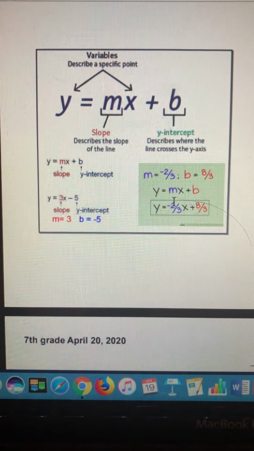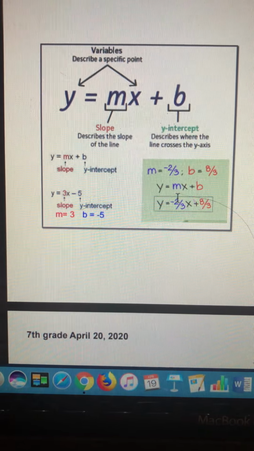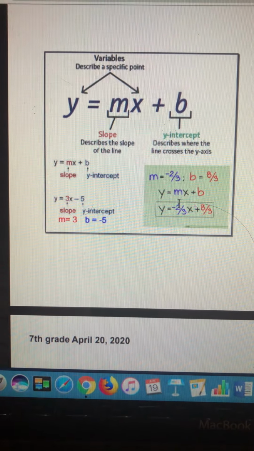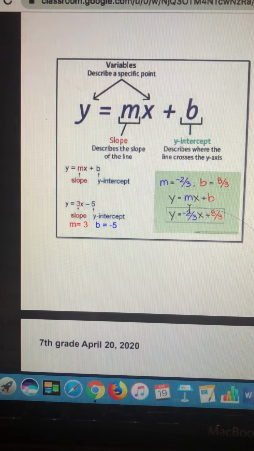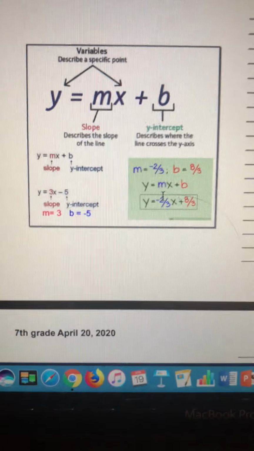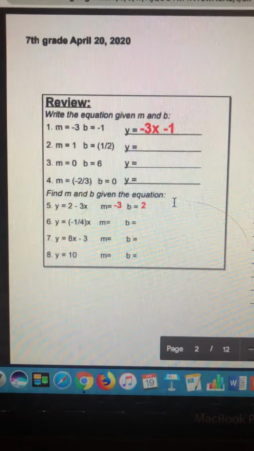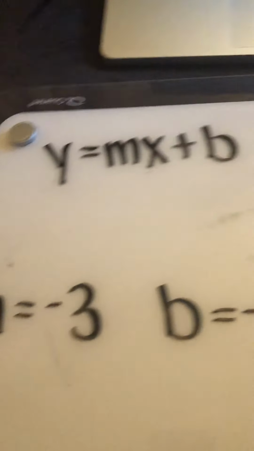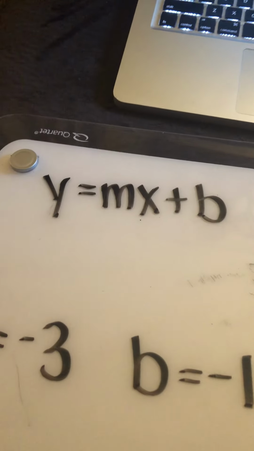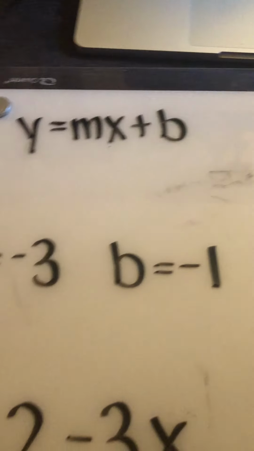We remind ourselves what m is, which is our slope, right? It describes the slope of the line, the steepness of the line. And then we have b, which is our y-intercept, and that describes where the line crosses the y-axis. So then we do a few review examples. So we have our equation y equals mx plus b. Sometimes they're going to just give you an m and a b, like here. And they're going to ask you to write the equation.